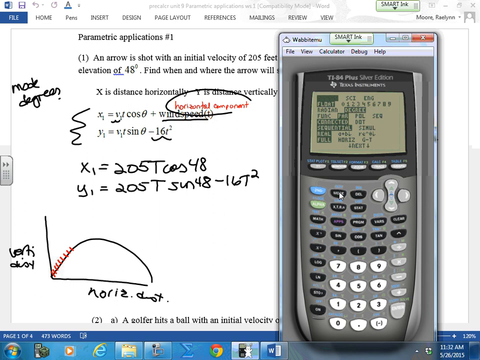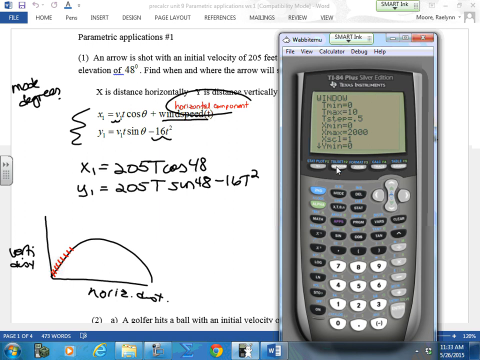Make sure your mode says degrees. Make sure you're in parametric mode. And you're going to hit your x equal. You're going to put both of these in. 205, don't forget t. Cosine 48. Then you're going to come down and put your y component in. Same velocity, don't forget the t. Sine 48. And the only thing we did was add the gravitational pull, -16 t squared. Now, before you hit graph, let's go to your window.